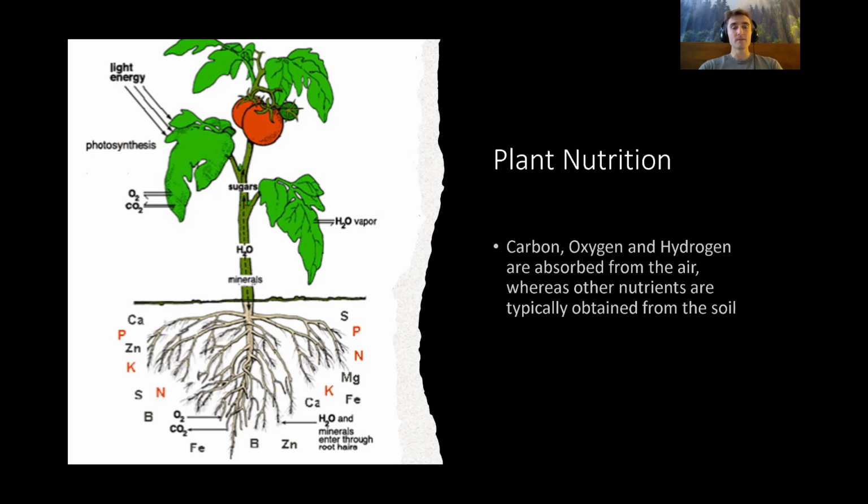And then all the rest of the minerals are present in the soil, waiting to be pulled in through the roots, dissolved in water. Why are the P, K, and N letters in red? Well, that's because those are the ones the plant needs the most. Those are the macronutrients, or the primary nutrients, that the plant will need for growth.